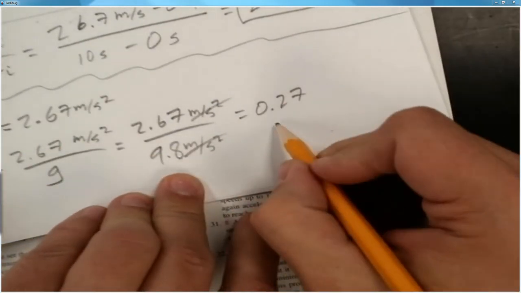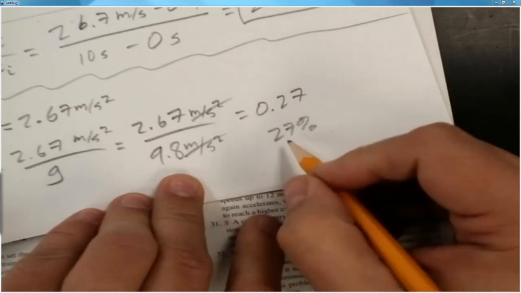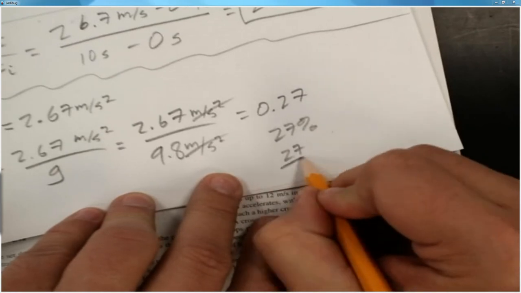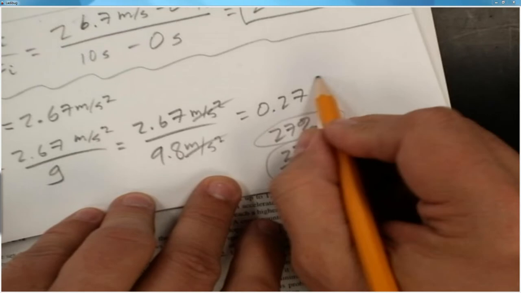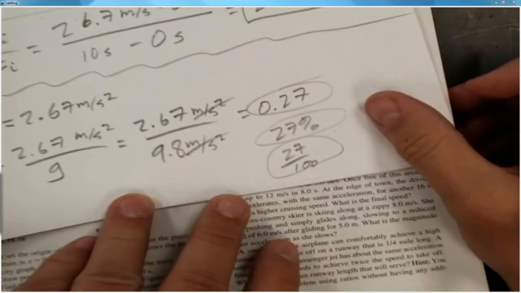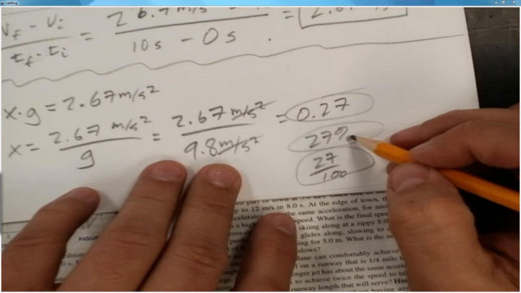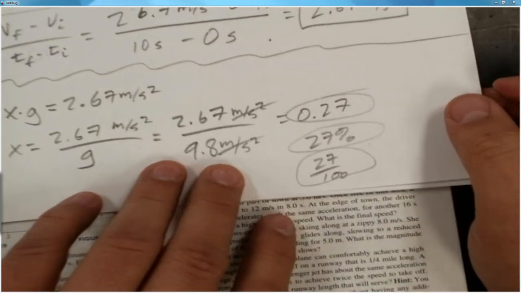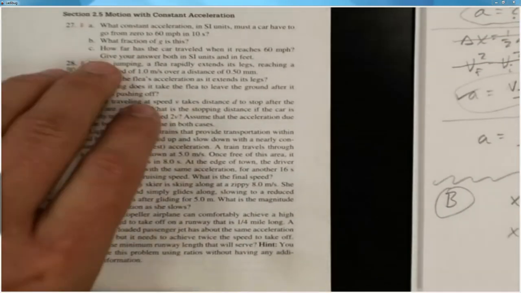So you could write that a couple ways. You could say it's 27%. You could say it's 0.27. You could say it's 27 over 100. So these are three ways that I personally would accept that answer. It asks you, what fraction of G is this? It's 0.27 or 27% or 27 over 100. Mathematically, those are all identical. Okay, let's look at the next part of this question.